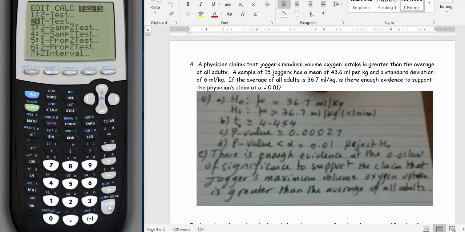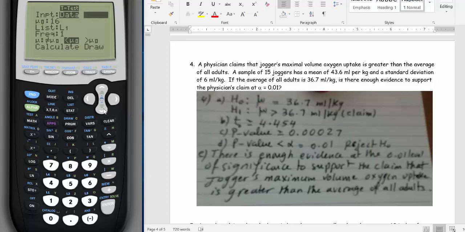enter. Okay, I don't have data here. I have the summary. It didn't give me the actual data, so I select stats. Mu0 is 36.7. Okay, here. We're testing against this value. Remember, guys, in a hypothesis test, we always assume the null hypothesis is true until proven otherwise. Okay, what do we have? X bar, what was the mean from the sample? 43.6.